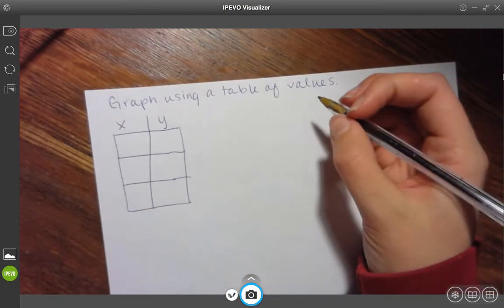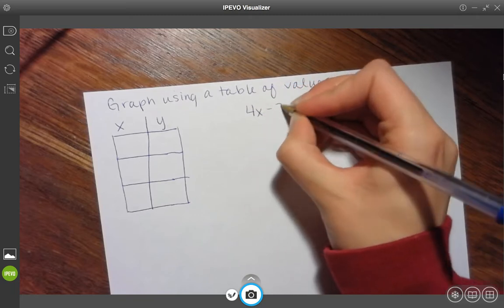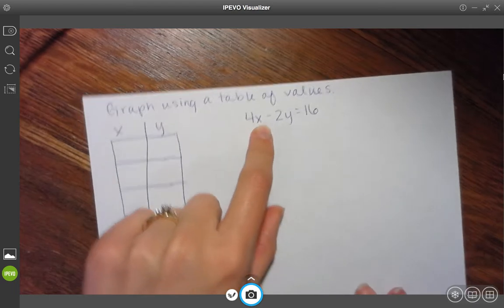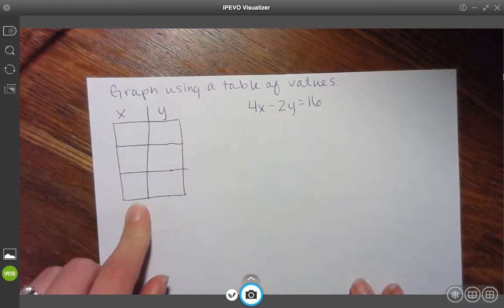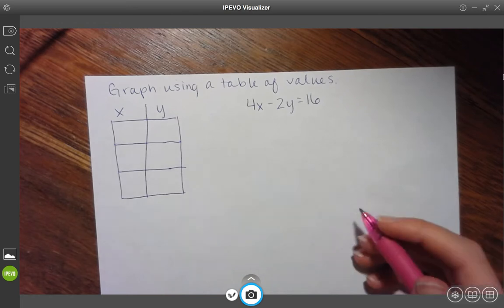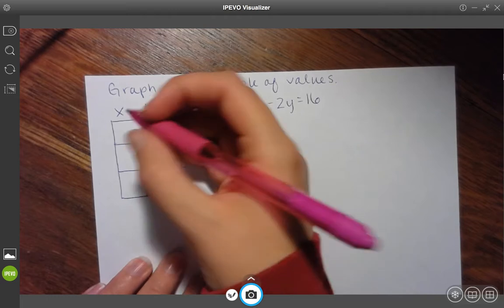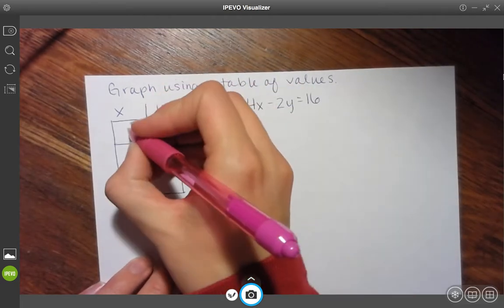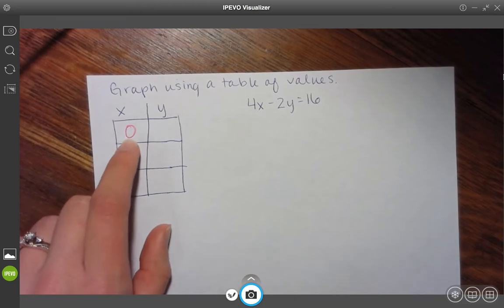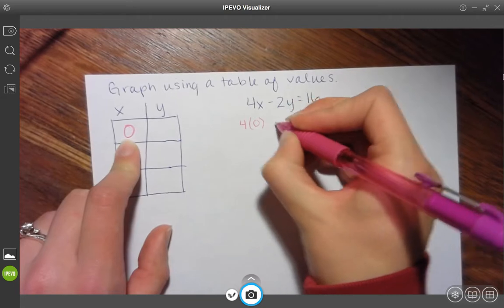Let's use, I don't know, I gotta make up an equation. 4x minus 2y equals 16. How about that? Okay, so I'm going to graph this using this table of values. So to fill out this table of values, what you're going to do is pick x values or y values. So let's say we pick, I always suggest you start with putting 0 as x. So pick 0 for x. So what that means is I'm going to use my equation and put 0 for my x.